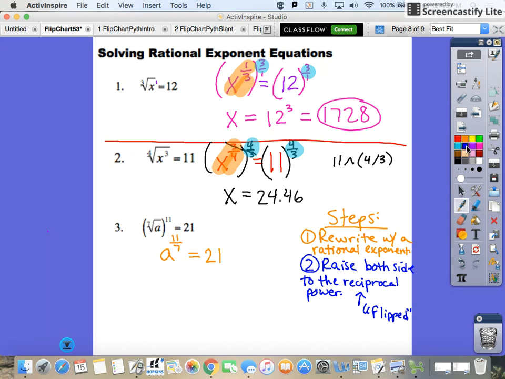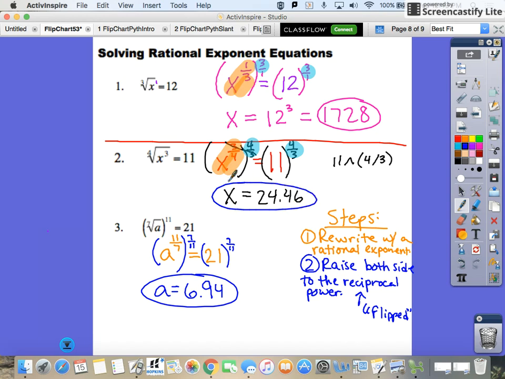The second step, which is in blue right here, says raise both sides to the reciprocal power, or the flipped power. If you take 11 over 7 and flip it, you get 21 to the 7 over 11th power, and a will equal 6.94. If you wanted to type this into your calculator, you would type 21 caret 7 divided by 11.